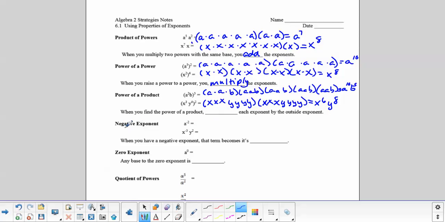So to find the power of a product, you multiply each exponent by the outside exponent. So if you look at the first one, a squared to the 5th became a to the 10th, b to the 1st to the 5th became b to the 5th. In the second one, x to the 3rd squared became x to the 6th, y to the 4th squared became y to the 8th. So you can see you end up multiplying the outside exponent times each of the inside exponents.